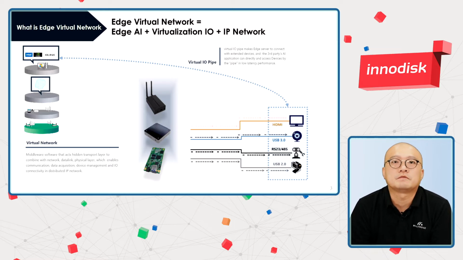In the meanwhile, our virtual network acts as a hidden transport layer to combine with the network data link and physical layer, which enables communications, data acquisition, device management, and I/O connectivity in a distributed I/O network. Through our virtualization I/O, we can speed up edge AI landing. No more hassle of cables, no more app incompatibilities between platforms, no more BSP adjustments. We give you plug and connect, ultra low latency, bidirectional two-way control.